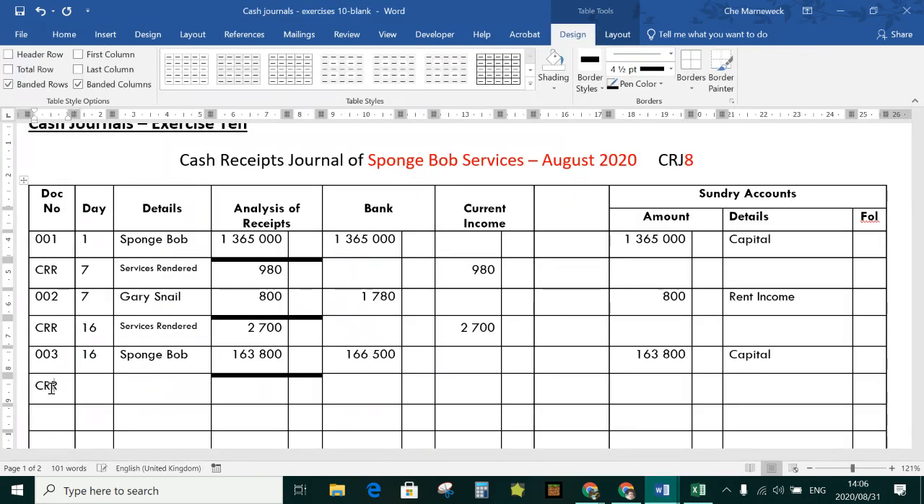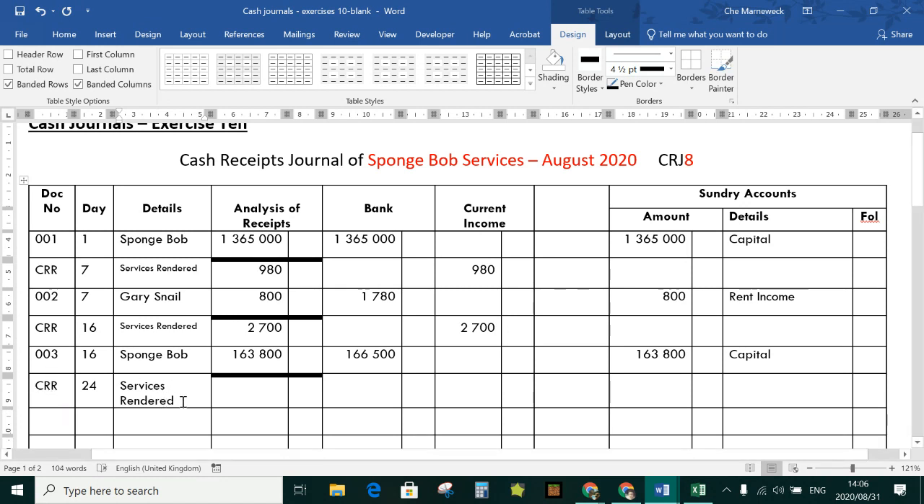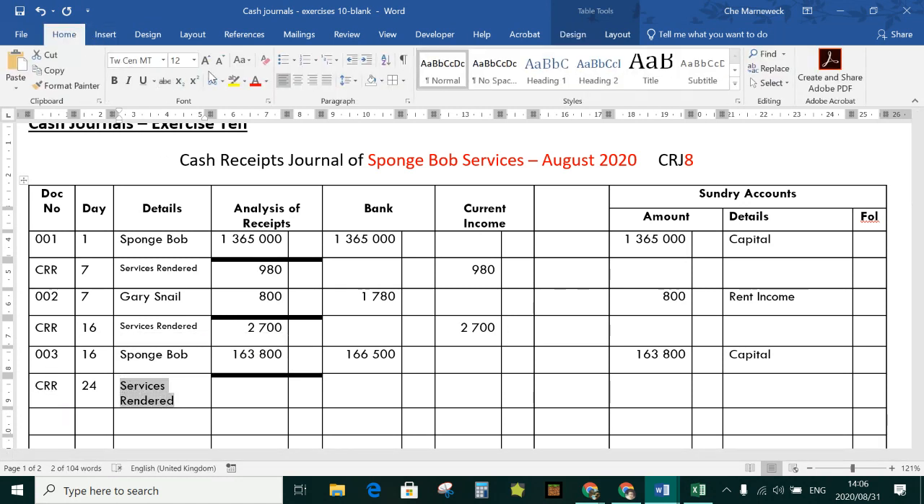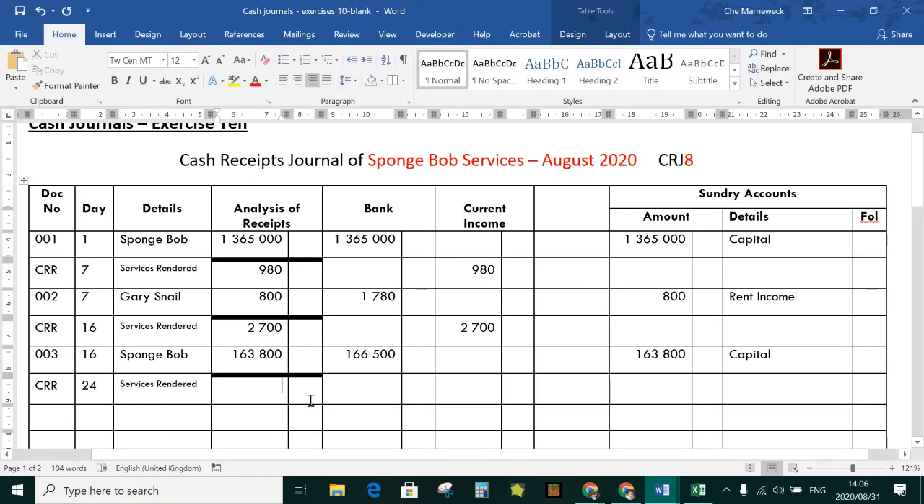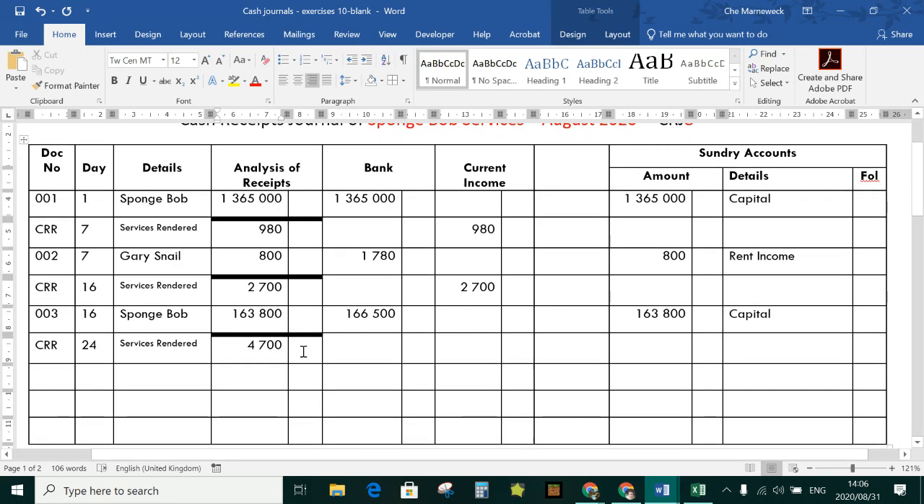So cash register roll, day 24, services rendered. How much did we receive? 4,700. Do we receive more money on day 24? Yes, so we don't deposit it into our bank account for now. What do we record services rendered as in accounting? Current income. Do we have a column? Yes, we do. So we record 4,700. And to the next transaction for day 24.